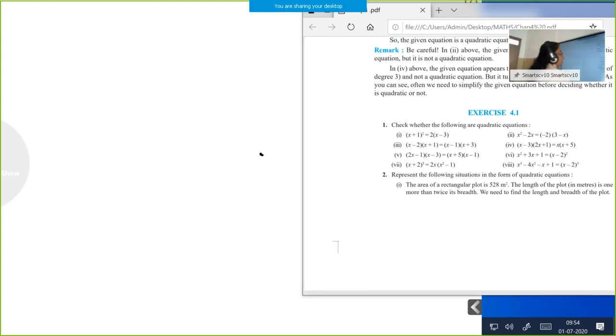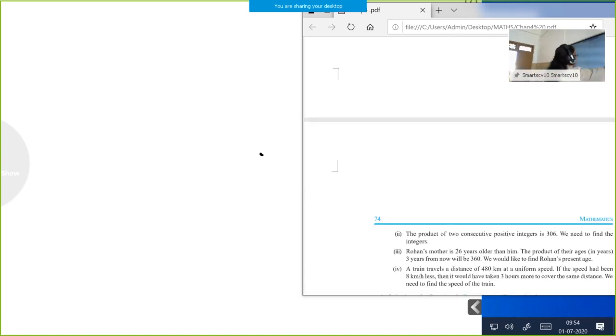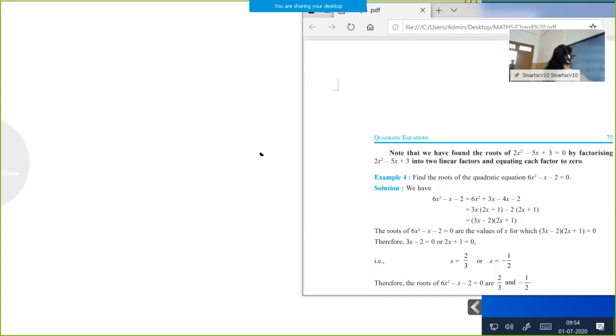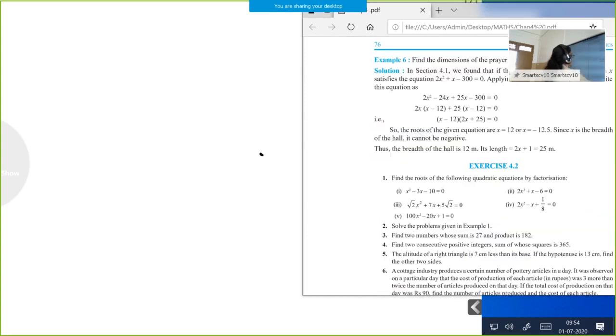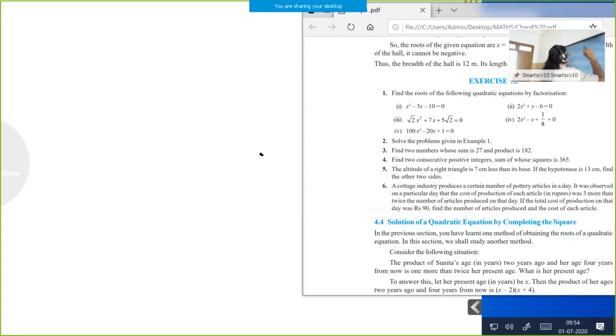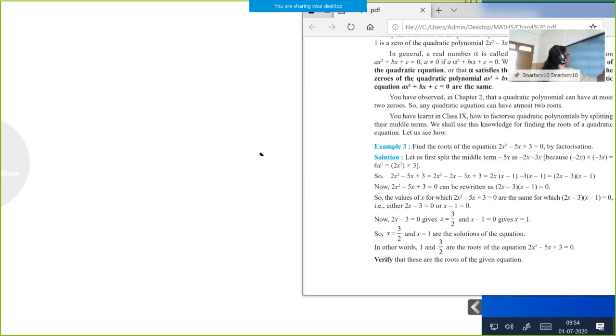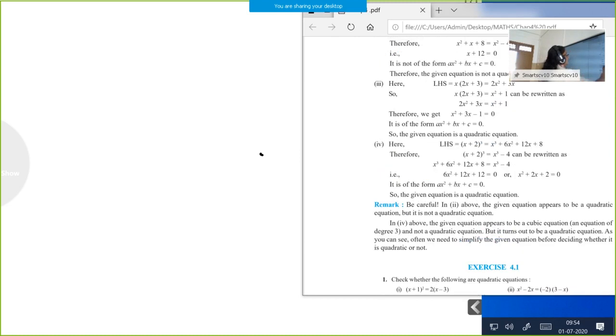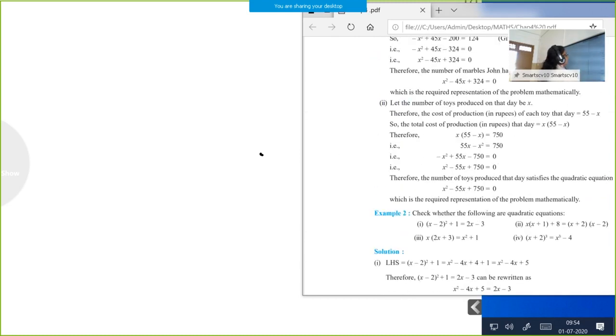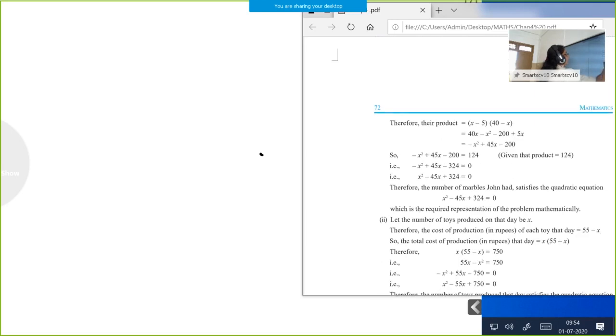Take exercise 4.1. Second question. Read the second question. Sorry, exercise 4.2, not 4.1, 4.2, second question. Solve the problems given in example 1. We already discussed example 1 and form the quadratic form.